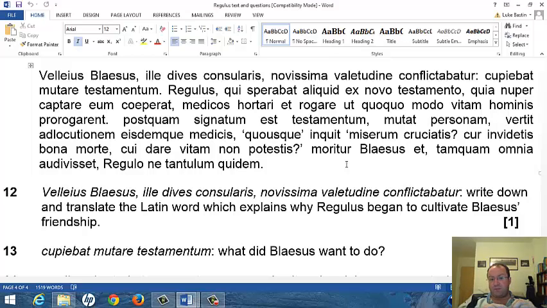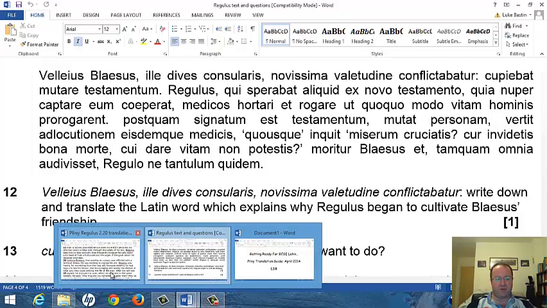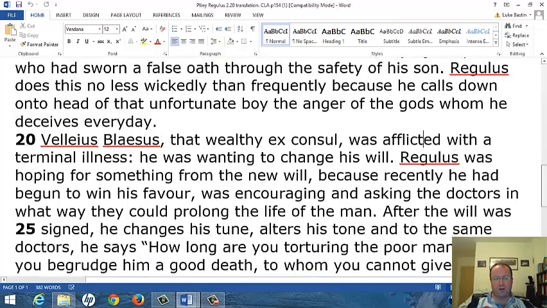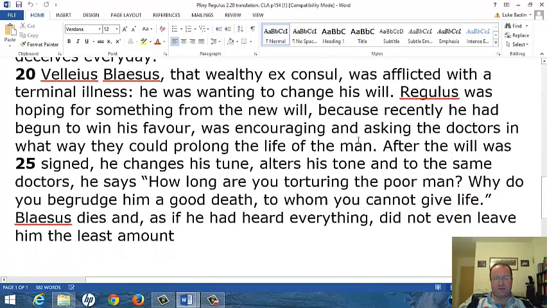Velleius Blaisus. Okay, so illa divis consularis. So he who was rich to a sort of consular level. If we read through the English again, just so you're happy with where this connects. It's just this last little amount here. So Velleius Blaisus, that wealthy ex-consul, was afflicted with a terminal illness. He was wanting to change his will.